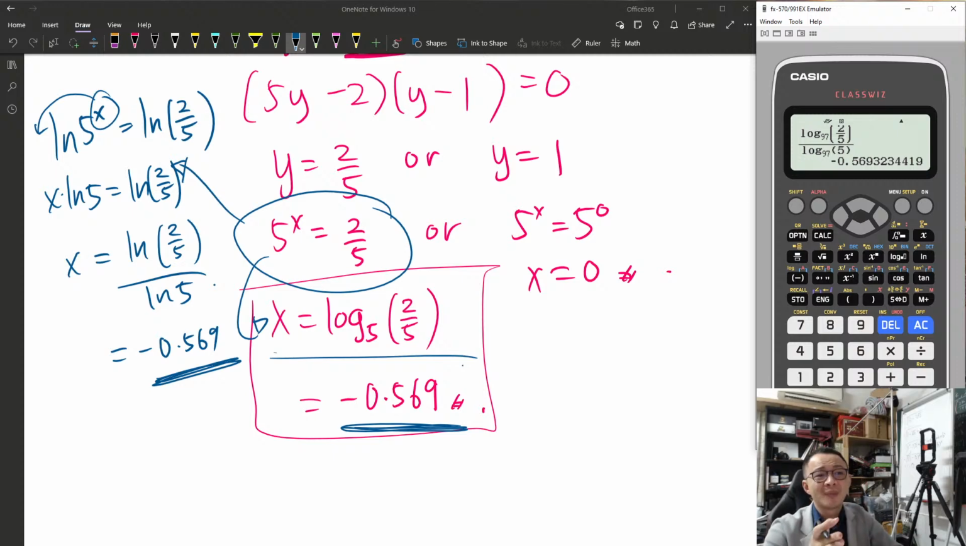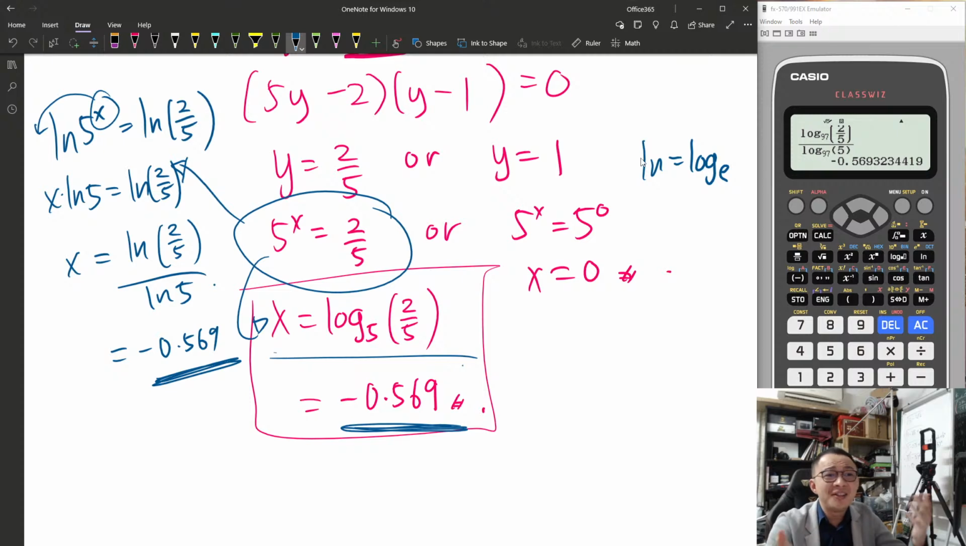Therefore, some students will always argue with me, sir, I think we can only put log 10. Sir, I think we can only put ln. Ln basically is log base e. Or I think we can only put log base 5. No, you can put any log you want in this kind of question. But in some questions you can only put a specific log. In this kind of question, just put whatever base you want. It doesn't matter. Okay.